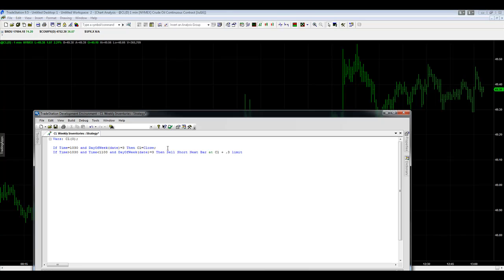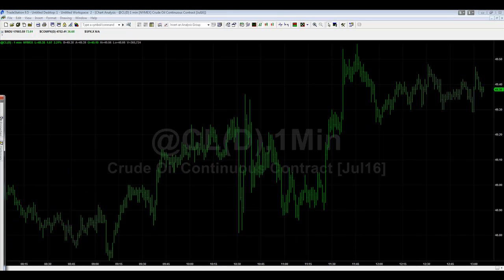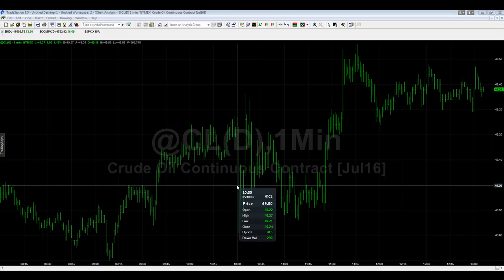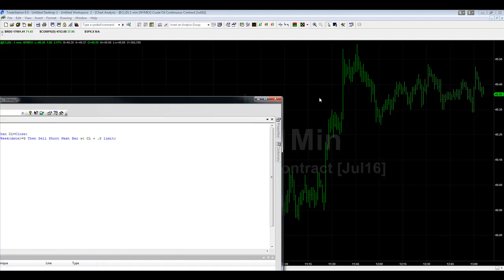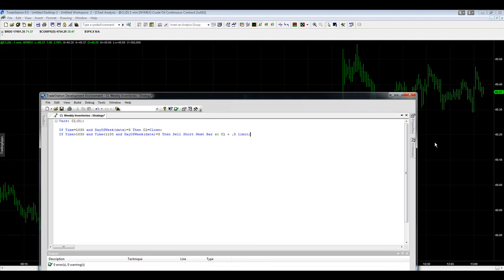About 30 points is 0.3 in crude oil. And so we see that observation. If you take a look, the price was 49.24 and this low was 48.81, which was about 43 points. We'll go with 0.3 to make sure we get it, because it doesn't always move the same amount. That could also be a variable number based on previous ranges.